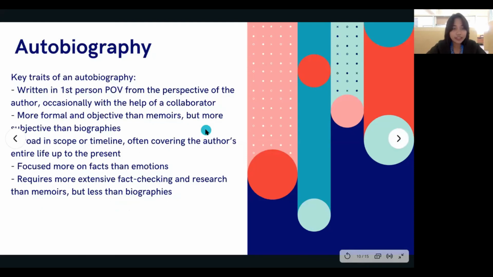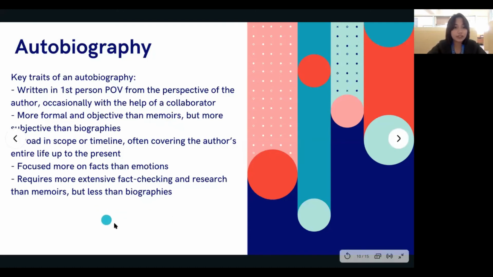Alright. So, here are the key traits. So, like what I have said, it is written in first person point of view because you are the one who is telling your own story. Then, more formal and objective than memoir. Okay, but more subjective than biography. So later, we're going to differentiate autobiography to memoir.